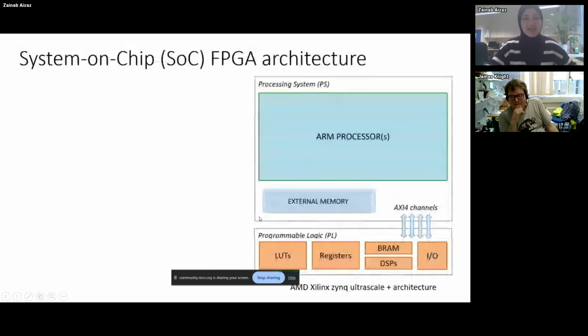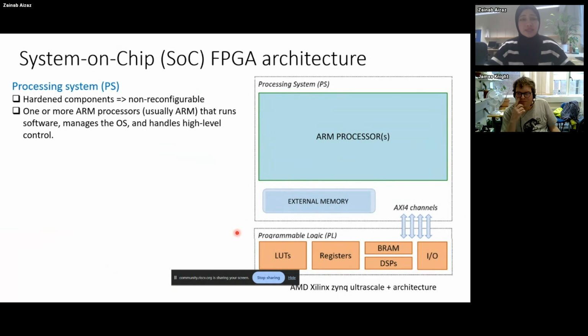Hi everyone, I'm Zainab Azaz and I'm going to explain the hardware implementation of FeNN DMA. FeNN DMA is built on the Kria KV260 board, which has an AMD Xilinx UltraScale Plus architecture. This architecture has two basic building blocks, the processing system and the programmable logic. The processing system contains hardened components that cannot be reconfigured and can be used as they are. It contains external memory also.